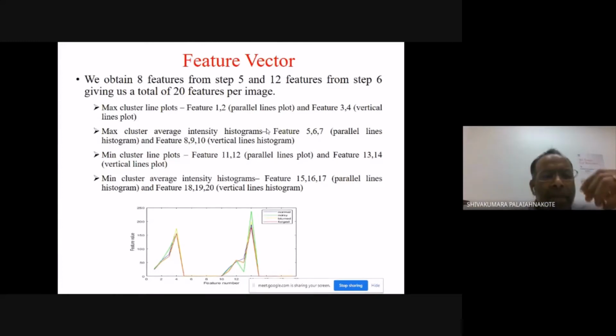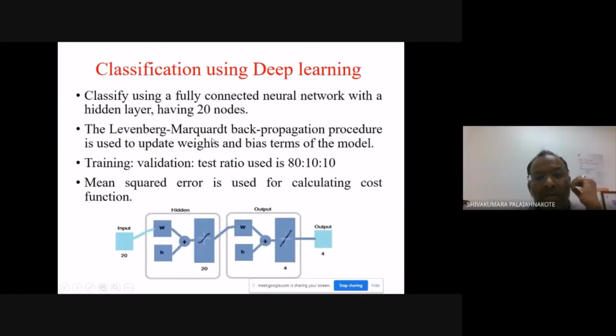For every input, you are getting max and min cluster. For max cluster itself, you are getting 2 histograms. For 2 histograms, you are getting horizontal and vertical. Like this, there are many steps here. So finally, we get 20 features per image. Those features will just pass to a CNN and deep learning or any classifier.